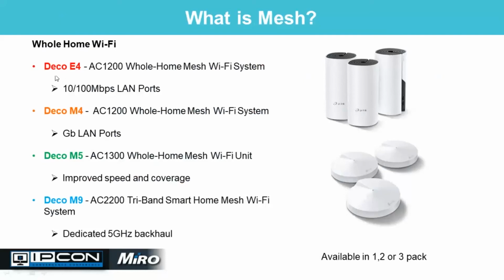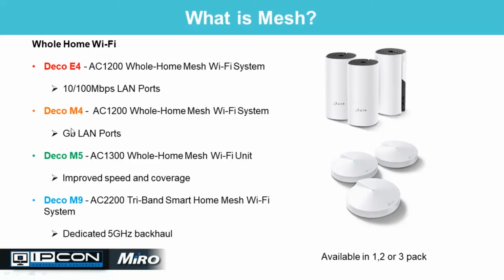Now, the first, most entry-level option that we have is the Deco E4, which is still an AC1200 whole home mesh unit. And the way in which TP-Link keep the price point down on this unit is it's got 10/100 ports. So if you've got a client that doesn't require gigabit ports, then this is definitely the way to go. Remember, you're not that reliant on ports because you're using a mesh solution. So instead of cabling up, you're going to connect everything wirelessly. And this is what the Deco E4 looks like.